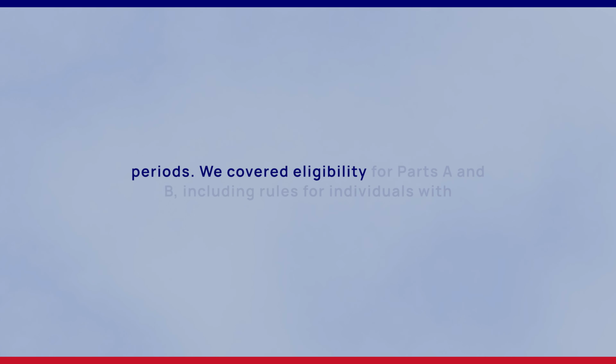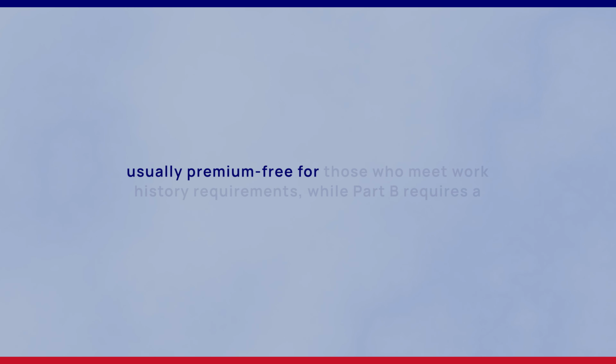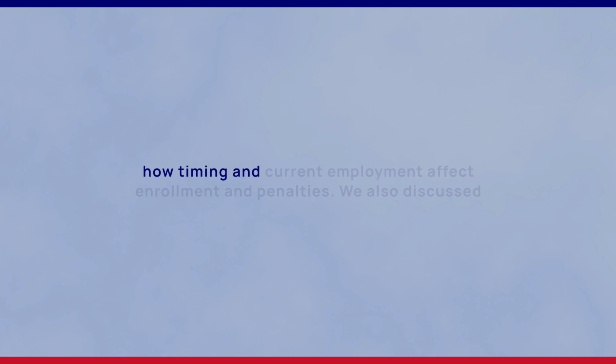We covered eligibility for Parts A and B, including rules for individuals with disabilities, ALS, and end-stage renal disease, and explained how premiums work. Part A is usually premium-free for those who meet work history requirements, while Part B requires a monthly premium that can increase based on income, with the possibility of late enrollment penalties if coverage is delayed. We illustrated these rules with examples showing how timing and current employment affect enrollment and penalties.